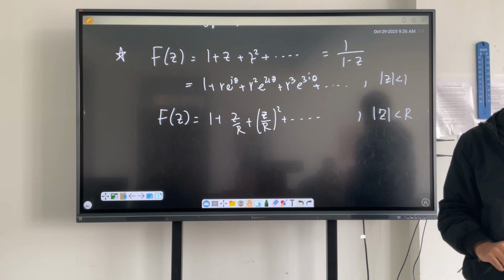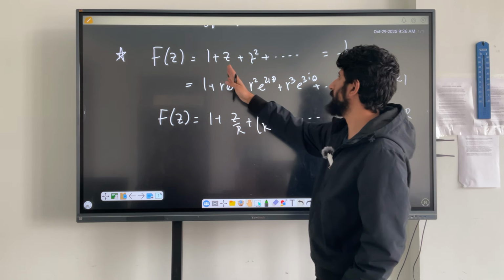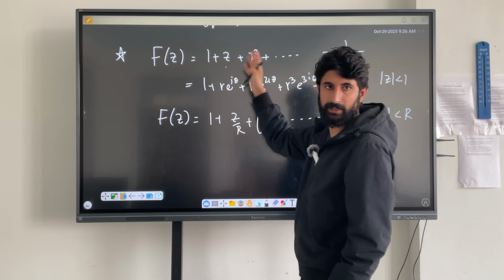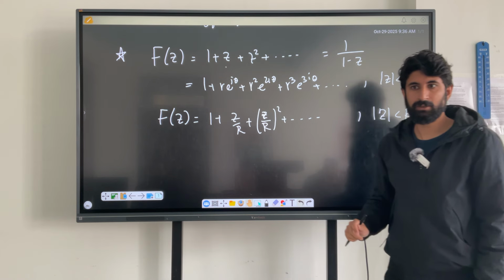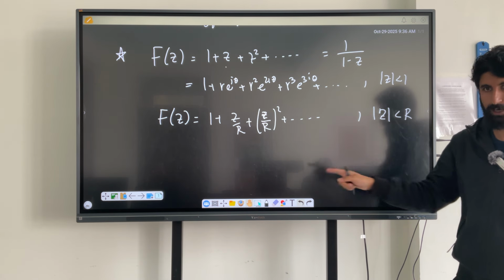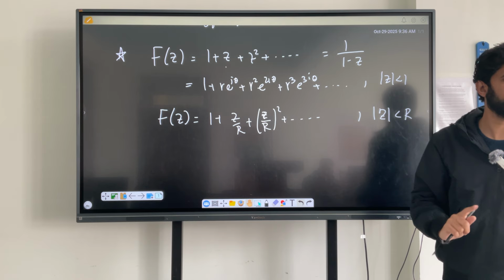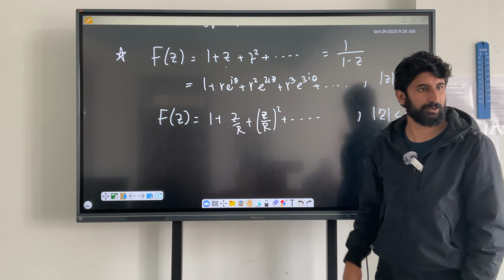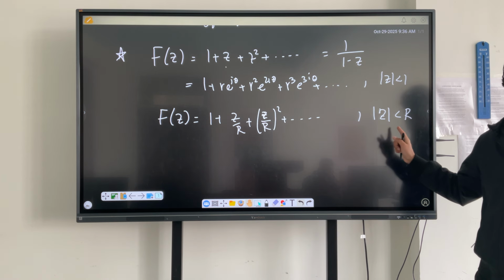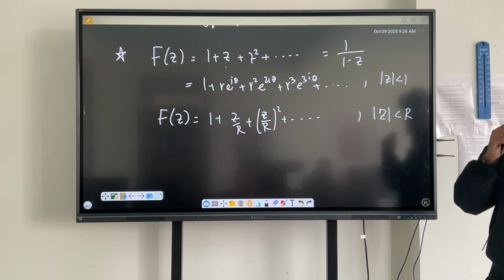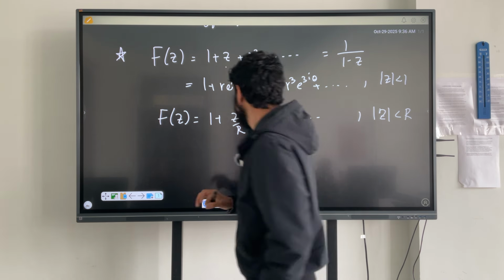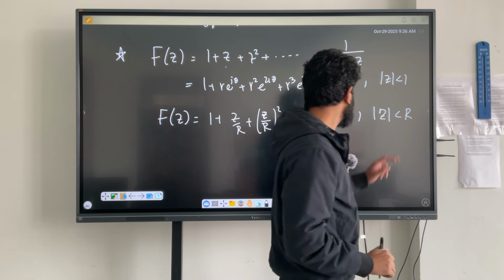So we considered that part of the series which only contains positive powers. We'll look at negative powers after this, and then we'll see both together. For now, we're just looking at positive powers. But is this clear? Right? Fine. So this converges in this disk basically.